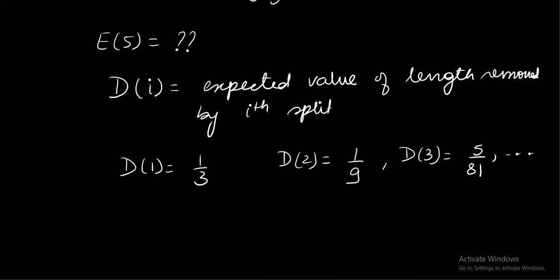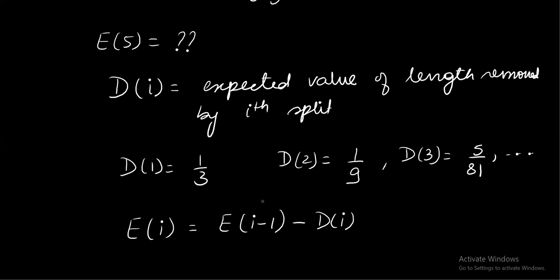But as I told you, I actually need the relation between EI and EI minus 1. And for that only I defined DI. Why I defined DI? Because now I can write that when you need to find the mean value of total length of the rods after ith split, obviously you are going to get it from EI minus 1. Just before that, what was the total expected length? From that, you are going to remove DI. The portion that has been removed is DI. So what you are now left with is the total length of the rod after ith split.